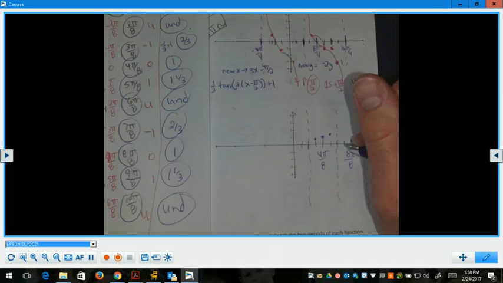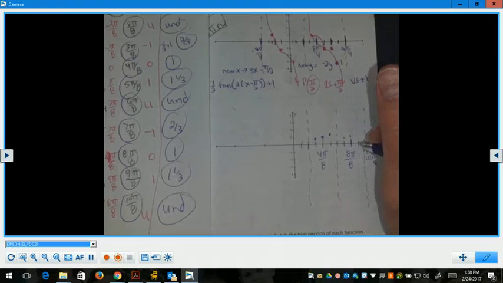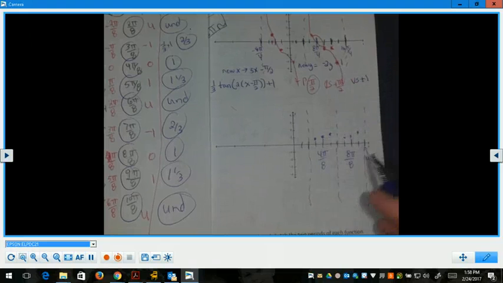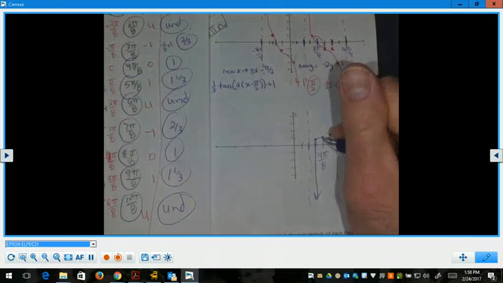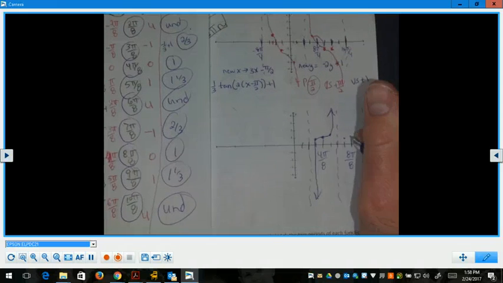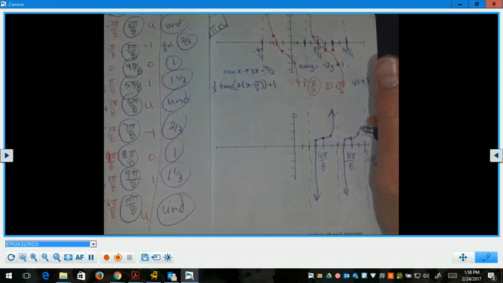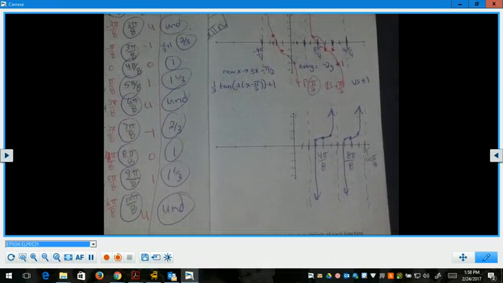Same thing over here at 7π/8, 2/3, 8π/8, 1, 9π/8, 1 1/3. It's a little hard to see because it's so closely scaled. So that one's going to approach that asymptote, and then it's going to come up and approach this one, down to approach that asymptote, this one up to approach this one.